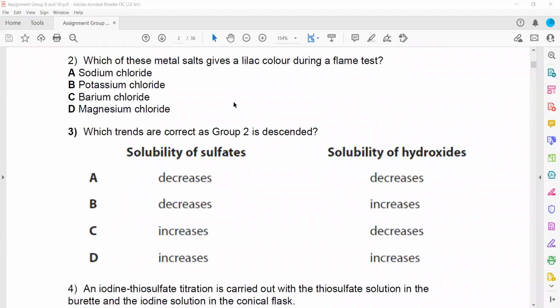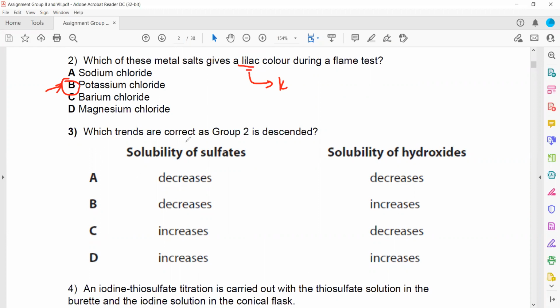Which of these metal salts gives a lilac color during a flame test? Lilac or purple is due to potassium. So which one has potassium? Only one of them has potassium. So that's why B is the right answer.